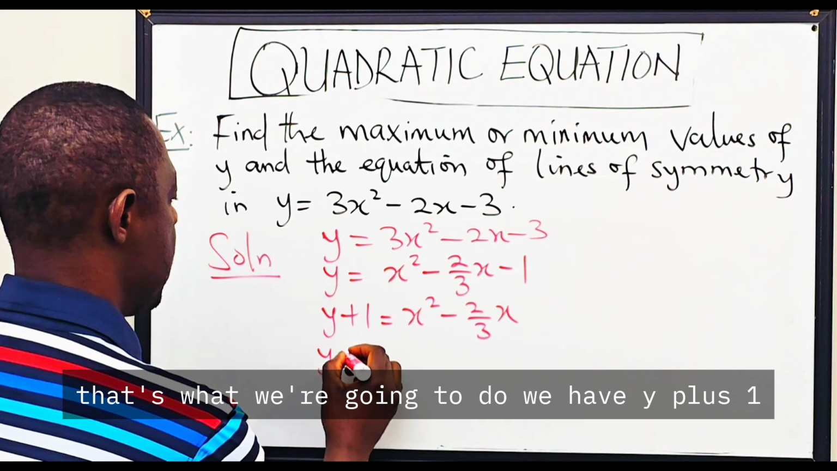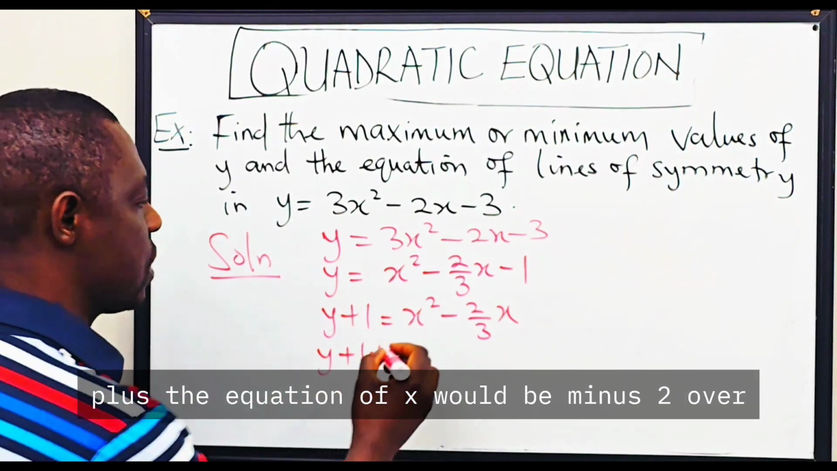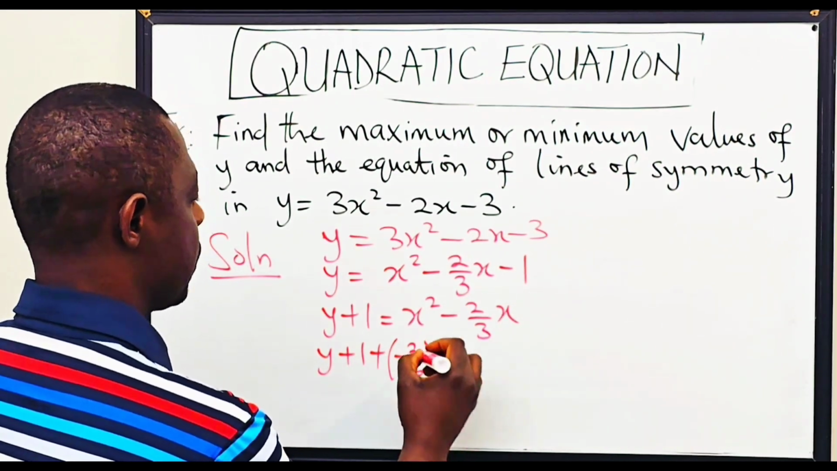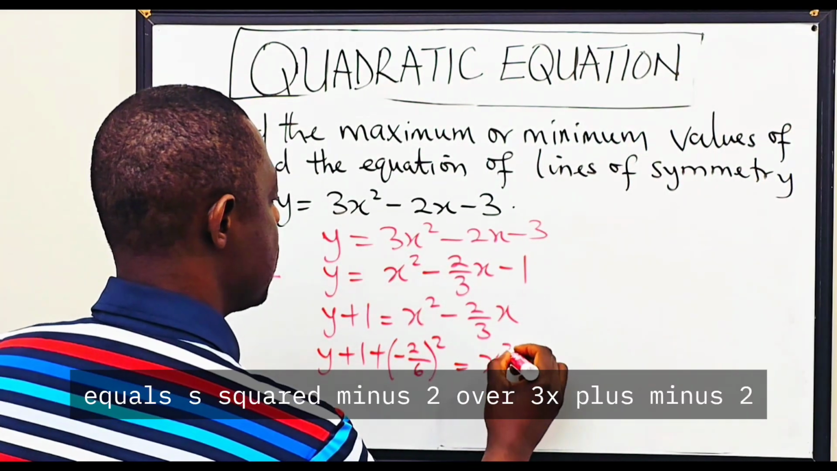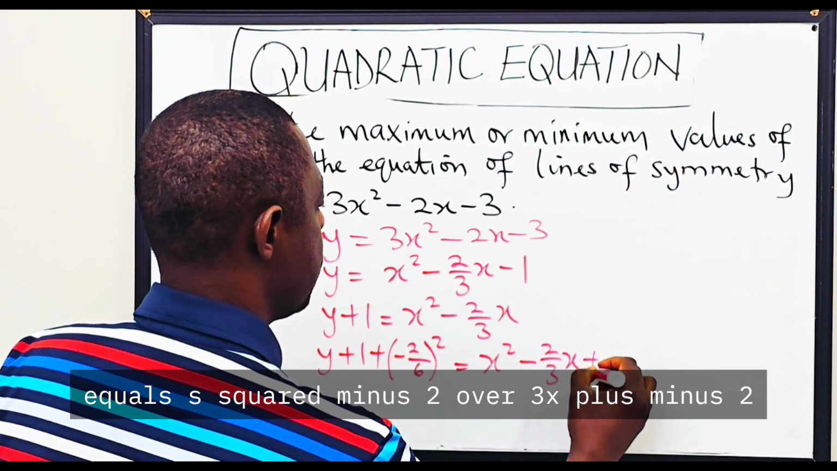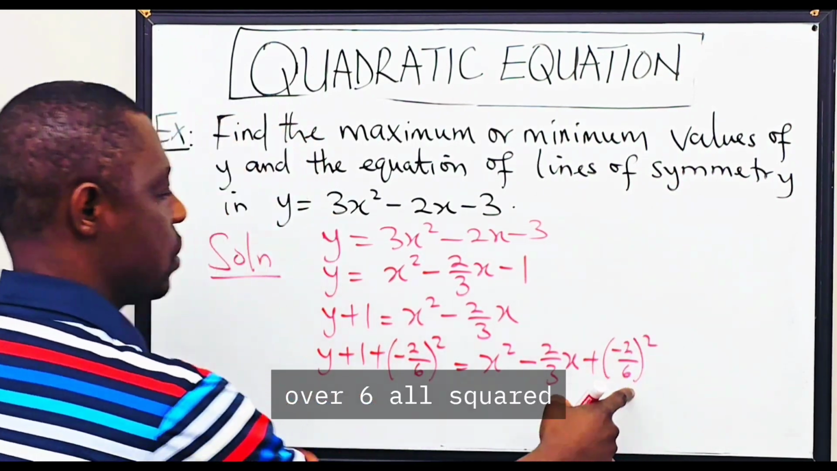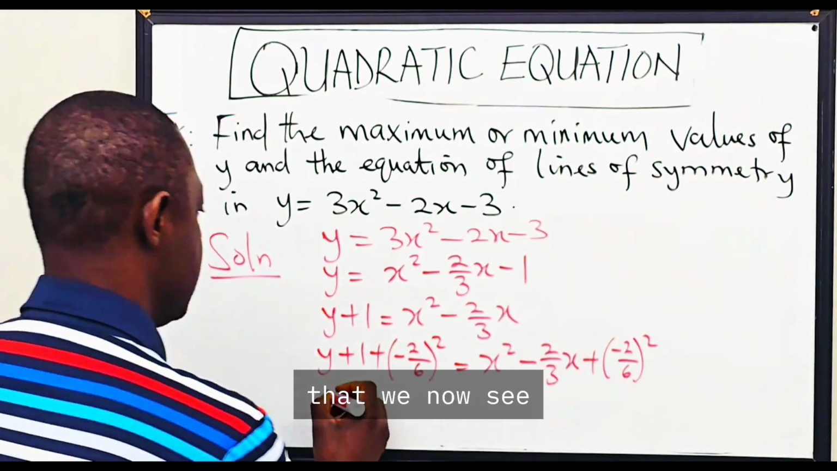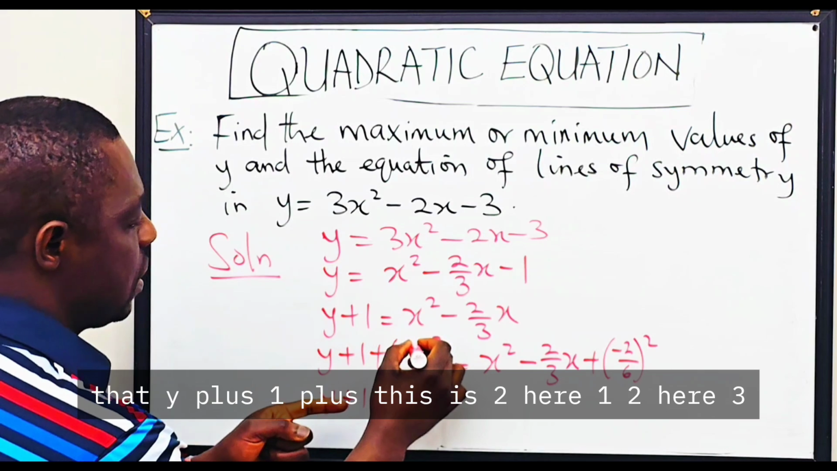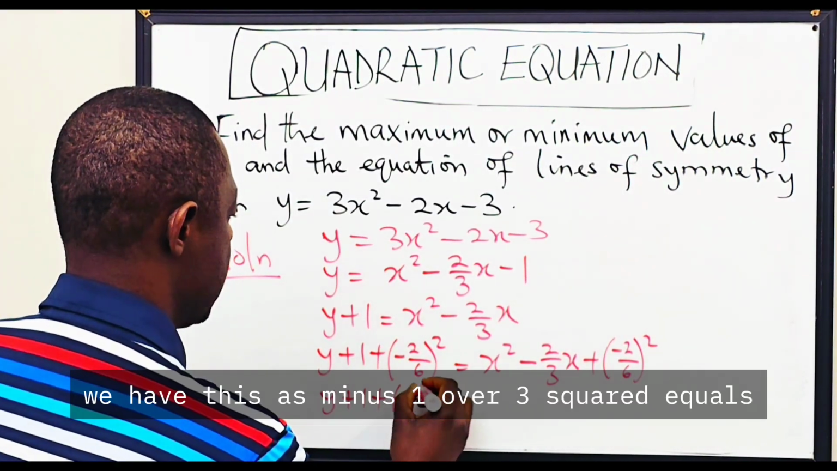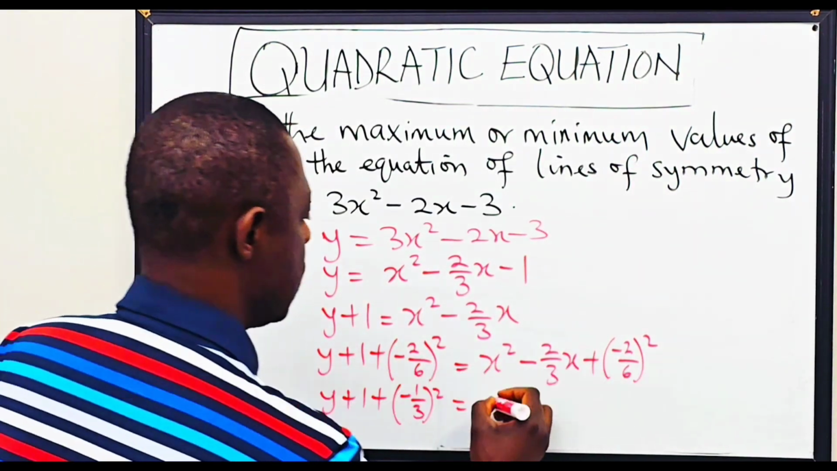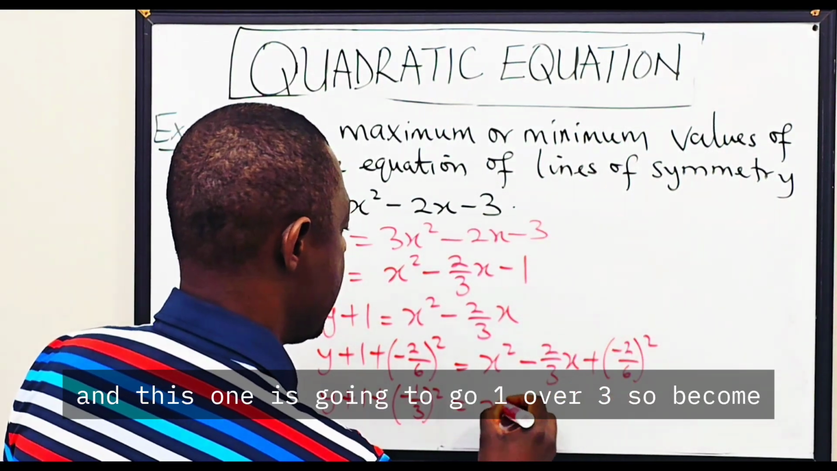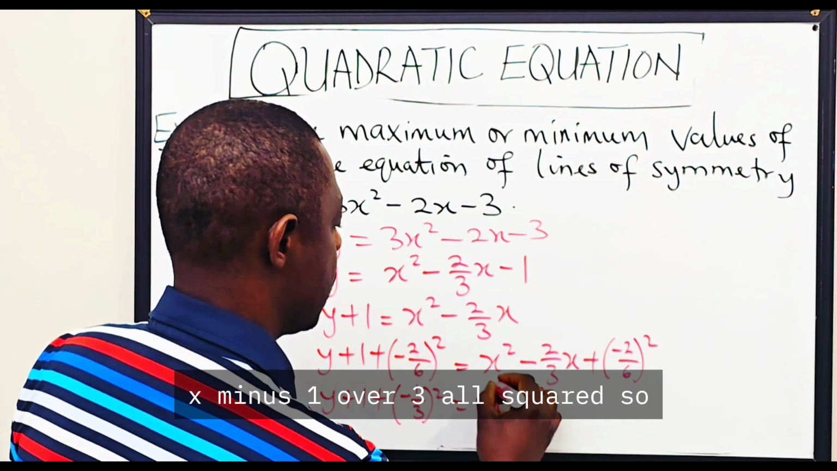So that's what we're going to do. We have y plus 1 plus the coefficient of x, which is minus 2 over 3, if I divide it by 2, that will be minus 2 over 6, all squared, equals x squared minus 2 over 3 x plus minus 2 over 6 all squared. That is what we have done. We haven't done anything to any of them, because they are the same. So having done that, we now see that y plus 1 plus minus 1 over 3 squared equals, we can turn this to a perfect square to become x minus 1 over 3 all squared.